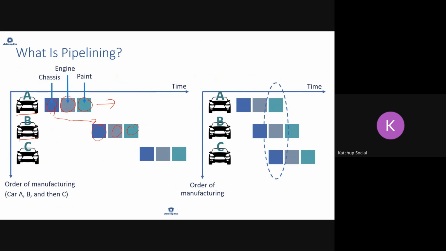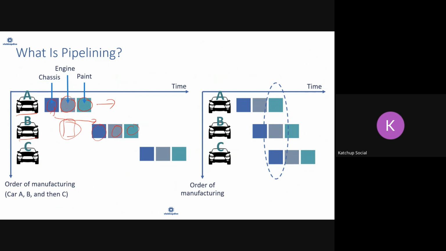Okay, so rather than waiting this whole time, as soon as the chassis work is done, he can start doing chassis work for car B. And this is what is known as pipelining, as in, when a certain part is free, the person can start working on the next thing.